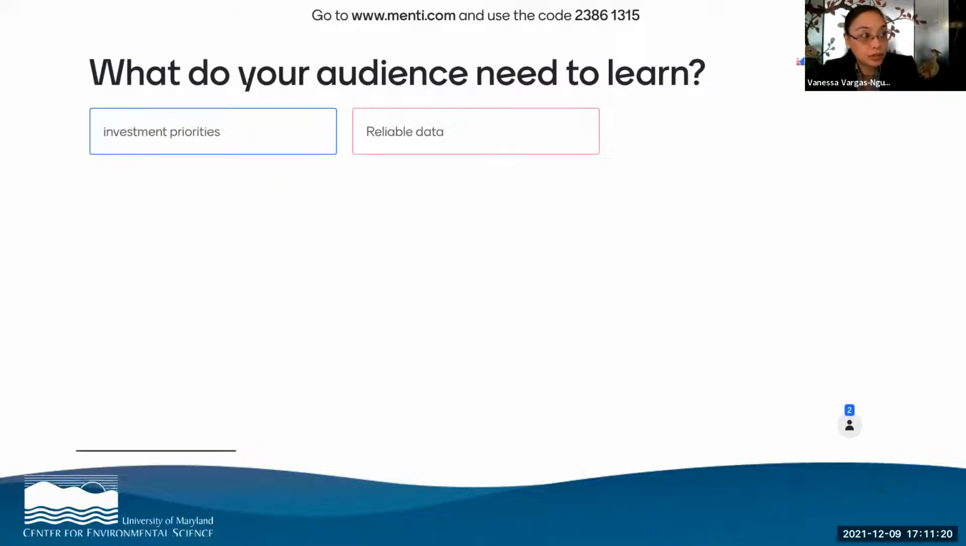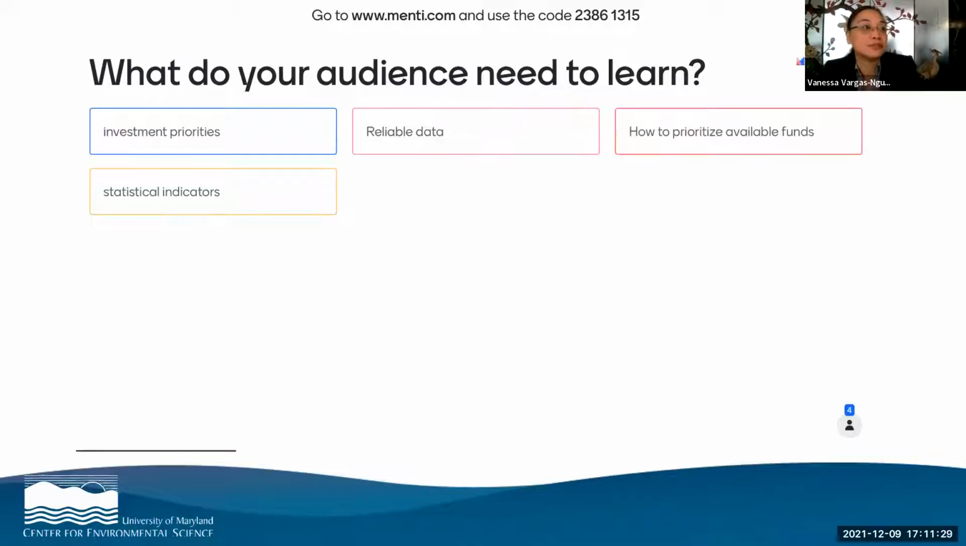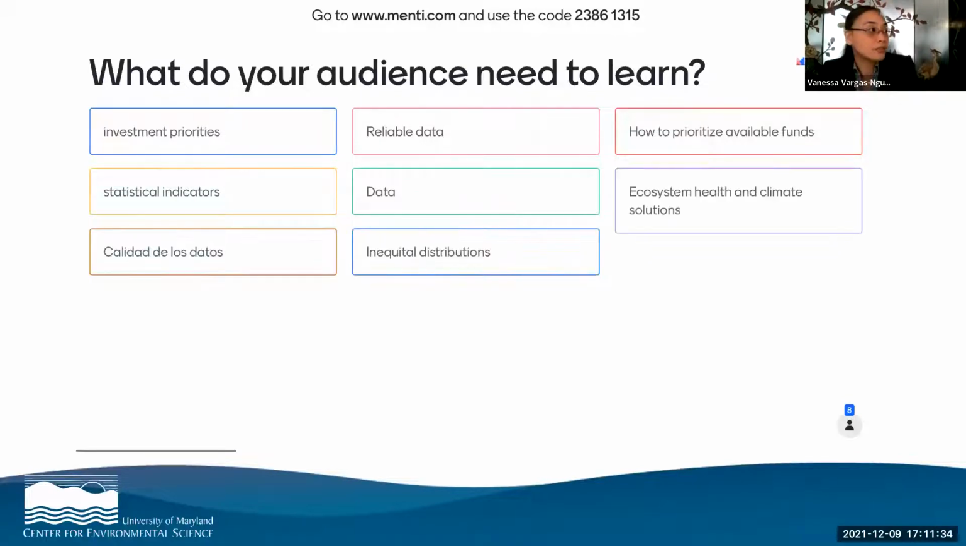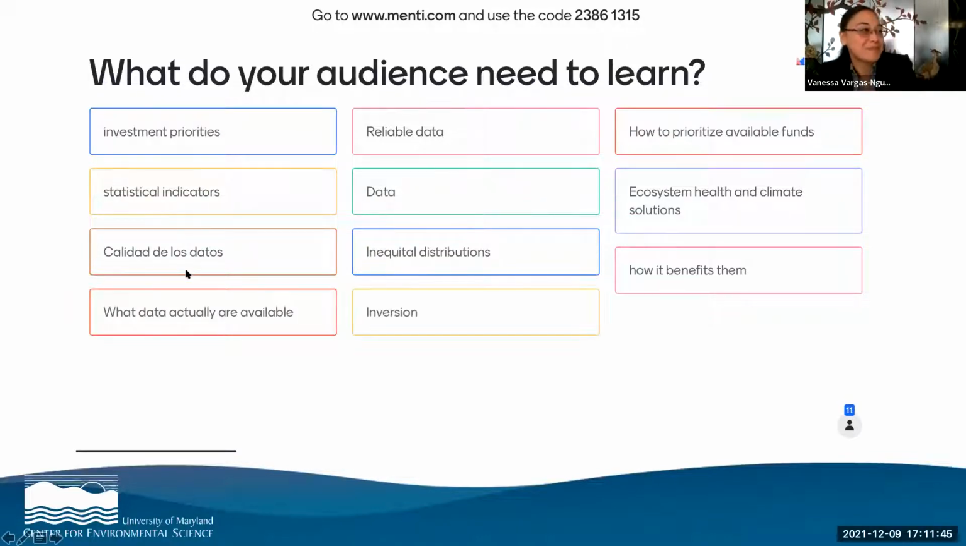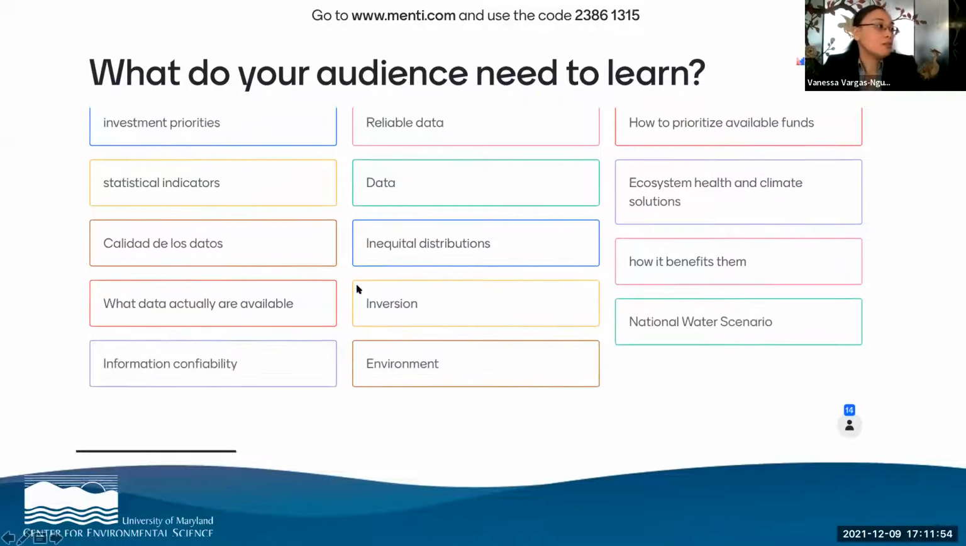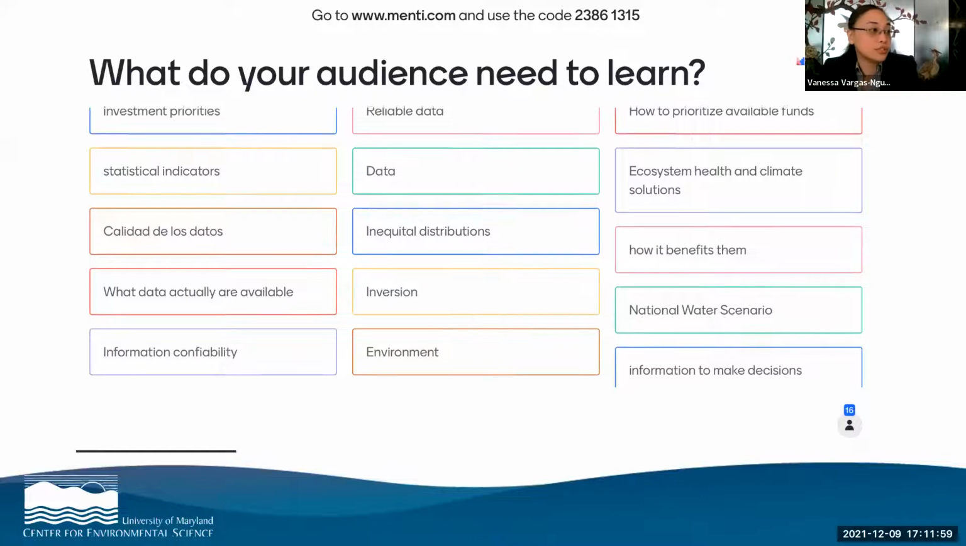So we have investment priorities, good. Reliable data, that's very important. And I guess communicating them more effectively would really lend itself to that. How to prioritize available funds, indicators, data, ecosystem health and climate solutions. I assume it's quality of data. And inequality distributions, how it benefits them, it's very important. The why question, what data are actually available, so identifying what data are available and also knowledge gaps.